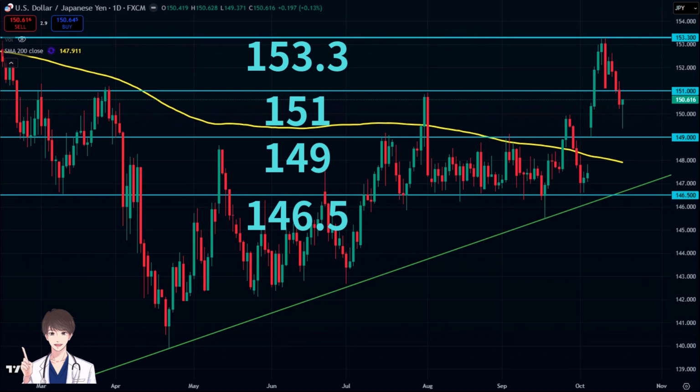Conversely, if price breaks below the green trend line, and under 146.5, that would suggest the risk of a deeper decline. So traders holding long positions should manage them carefully. To conclude, let's stay focused on the bigger picture and not get distracted by short-term volatility. Keep your long-term strategy in mind and approach the markets with calmness and discipline this week.